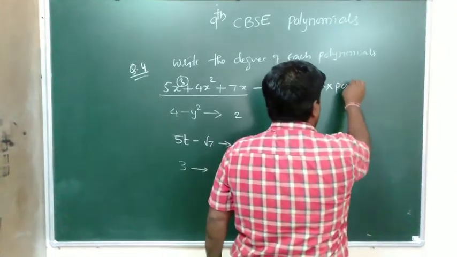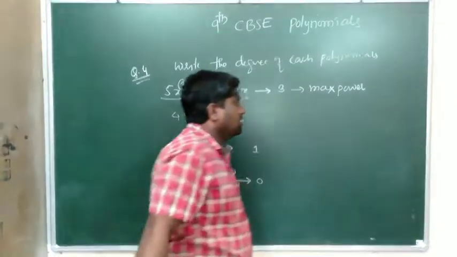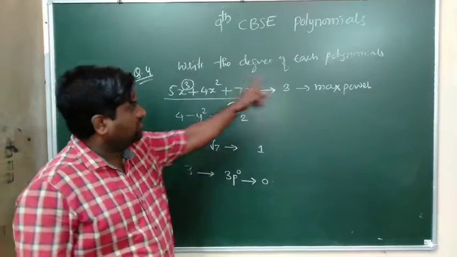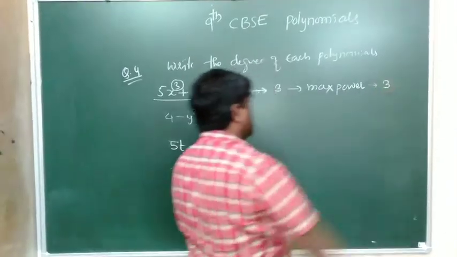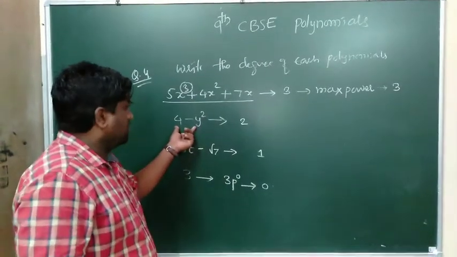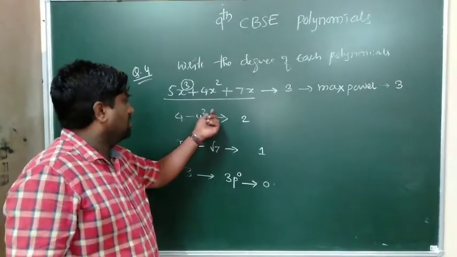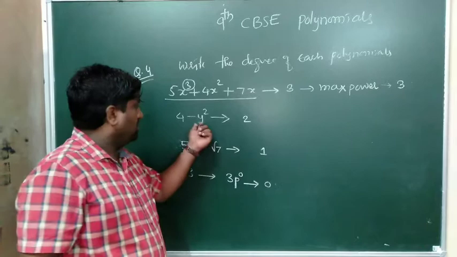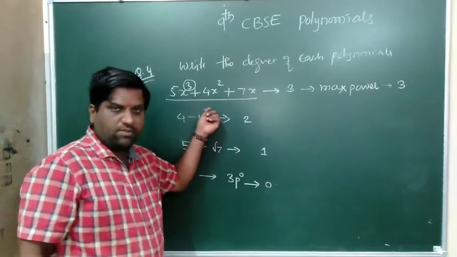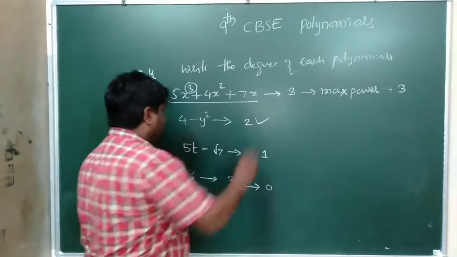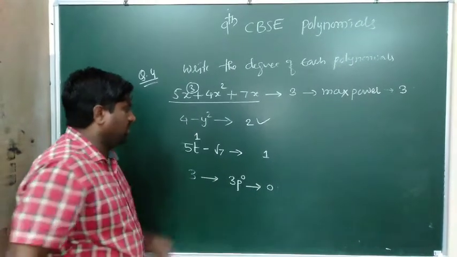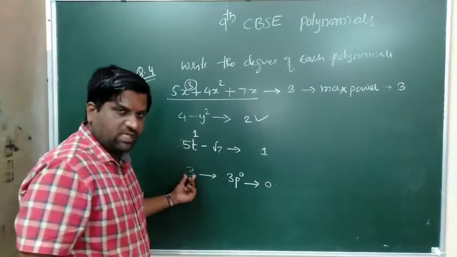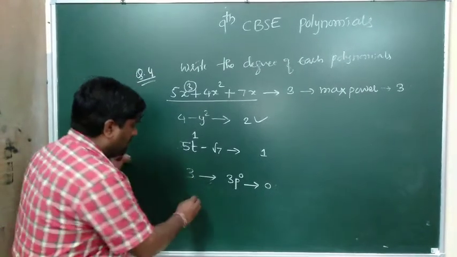Maximum power is nothing but the degree of the polynomial. So this is 3. See, for the second one, 4 minus y^2. Only one variable is there. So how much power? 2. Next, 5t minus root 7. So the power is 1. Only he has given the number 3.